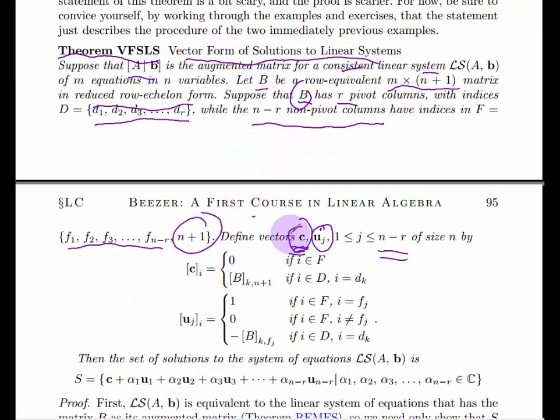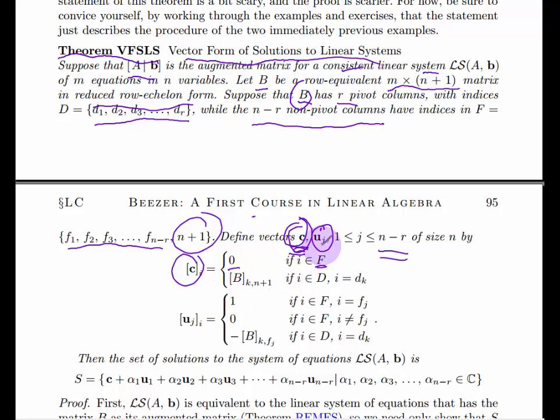Okay, so the entries in the constant vector are going to be 0 for those entries corresponding to the free variables. And they're going to be the entries in the last column for those variables that are pivot variables. So the vector c is obtained by looking at the entries in the last column. Okay.